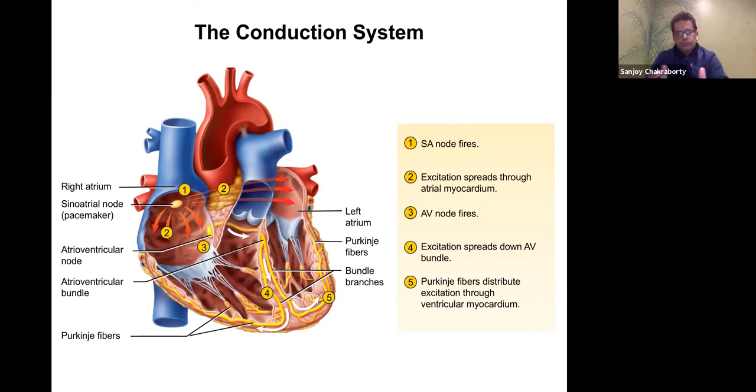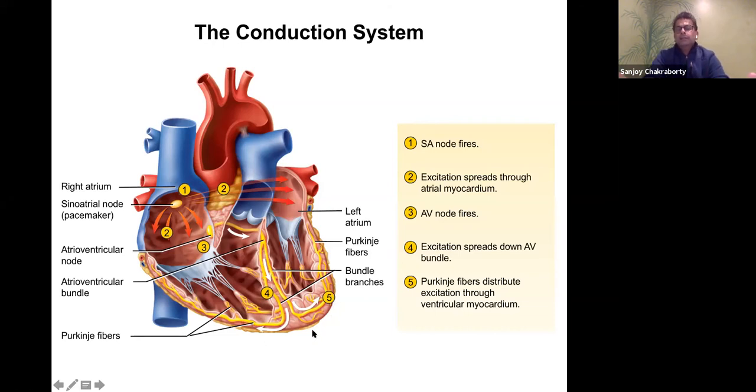For example, just an example to understand it clearly. Let's say Amish people can live anywhere in the United States, but one of their major populations is located, if I'm not wrong, somewhere in Pennsylvania, and maybe a little bit in South Delaware. So that's their main population. Same thing here. They can be anywhere, but their major population, three groups: SA node, AV node, Purkinje fibers.